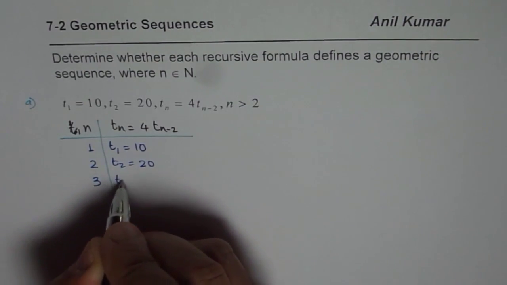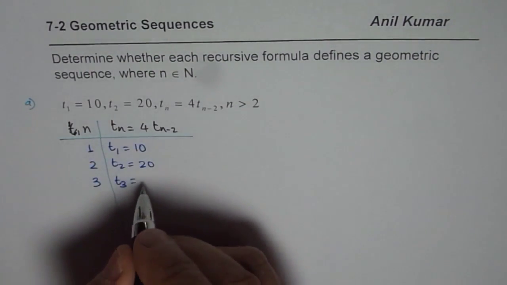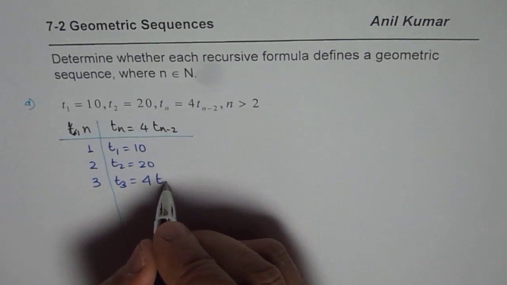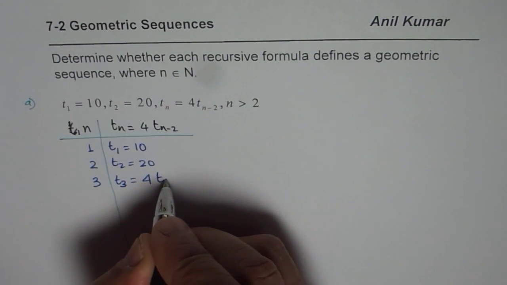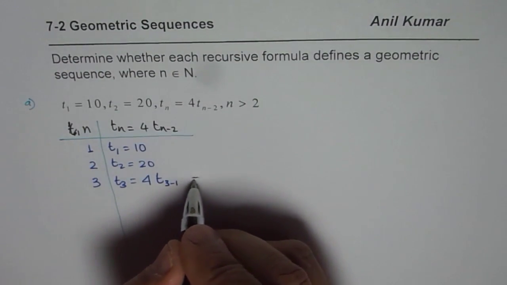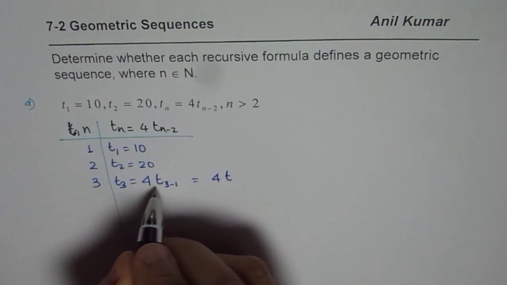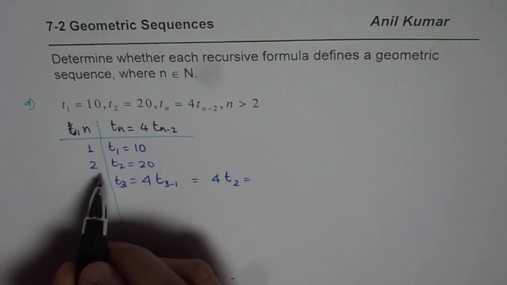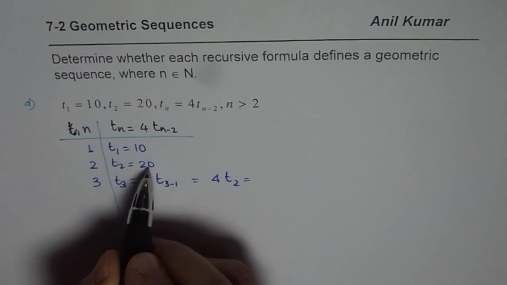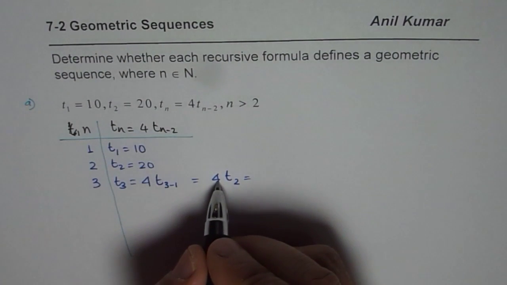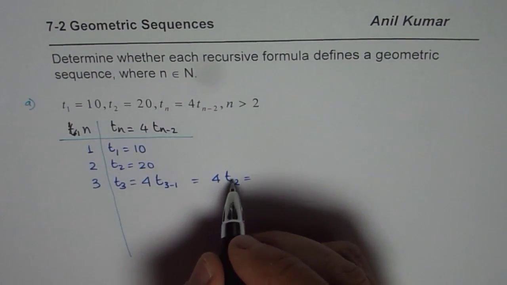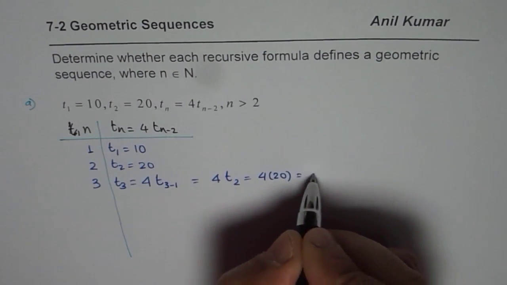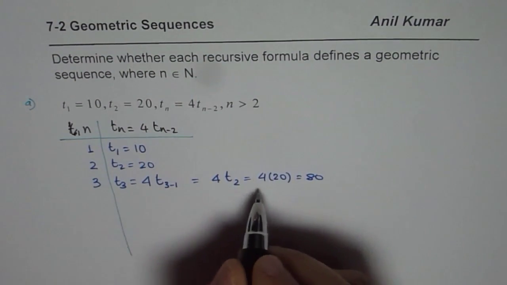For 3, t3 equals, when you substitute the values, 4 times t of 3 minus 2. 3 minus 2 is 1, so t of 1, which is 10. So it is 4 times 10, correct? So what do we get? We get 40. So that is the third term.